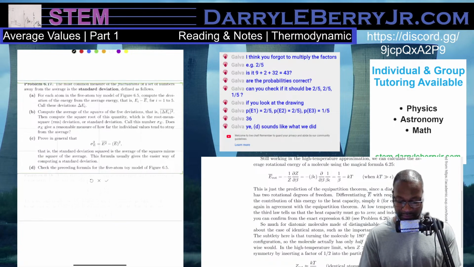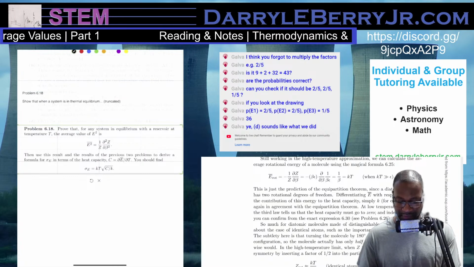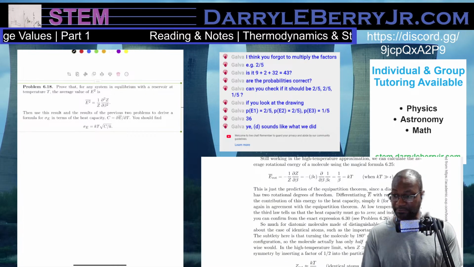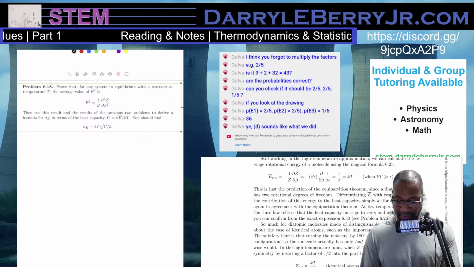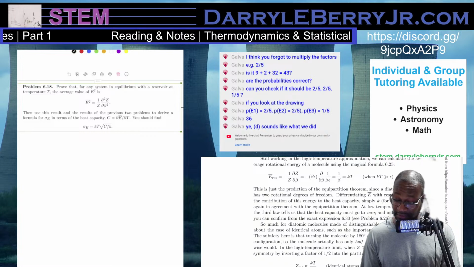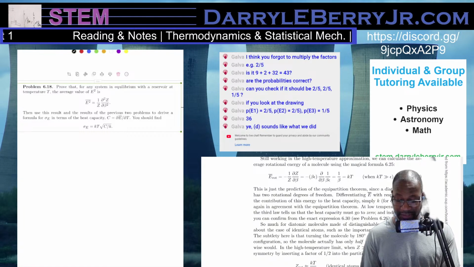Let me scroll this. All right, well, at least it's shorter. It's one thing. I think I could do this real fast. This is still from the same section. So what does it say? It says prove that for any system in equilibrium with a reservoir at temperature T, the average value of E squared is this. Hold up. Prove that for any system in equilibrium with a reservoir at temperature T, the average value of E squared is, okay. Then use this result and the results of the previous two problems to derive a formula for sigma E, or the standard deviation, in terms of the heat capacity.